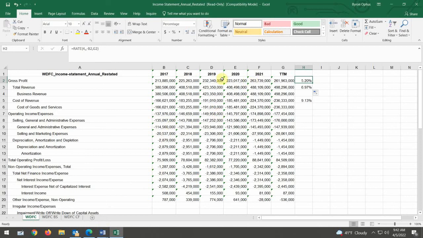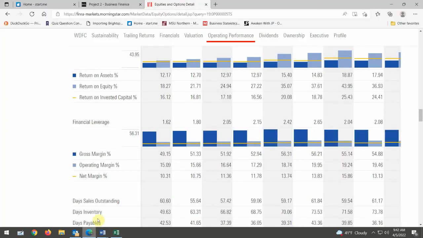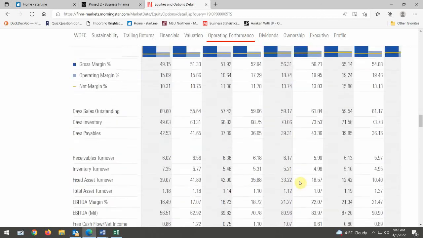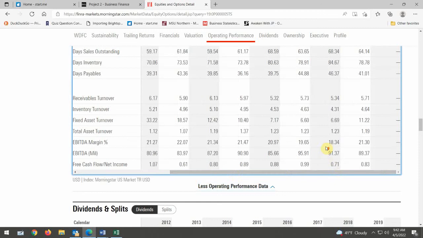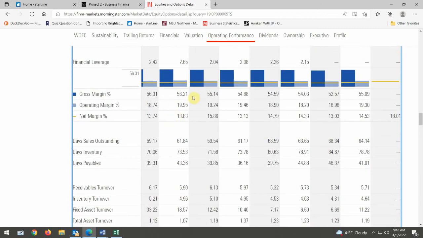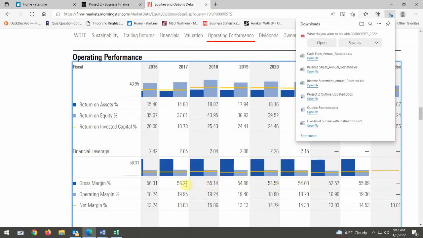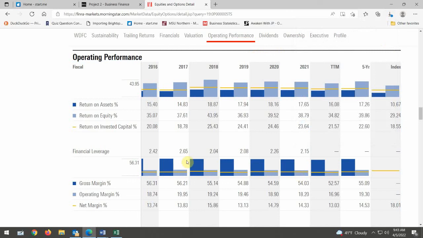My suspicion is that their gross profit margin has decreased a little bit through the years. I've got 2019, so I might download this too. I look at their gross margin, and it's 50, from 2021 54, 54, 50. It's decreased a little bit through the years, not a ton, but a little bit. And that's what I suspected based on the other thing.